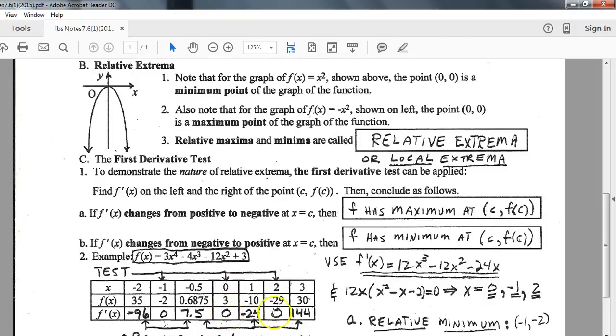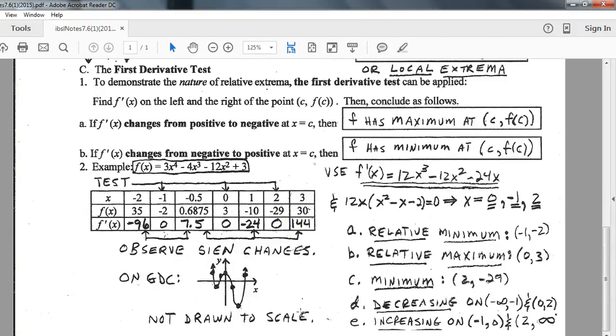Again, you could do that one more time for this ordered pair. Plug in a number to the left and to the right of it into the derivative, and you can see that you're going from decreasing to increasing, which again occurs at a minimum point. And so that's the way that we would classify our stationary points. So here are the 3 stationary points along with their classifications that we just found with the first derivative test.